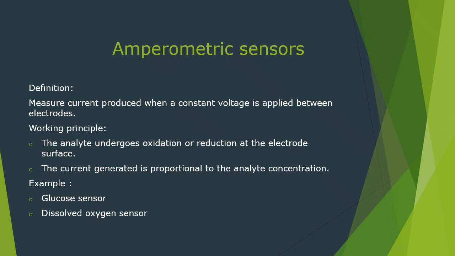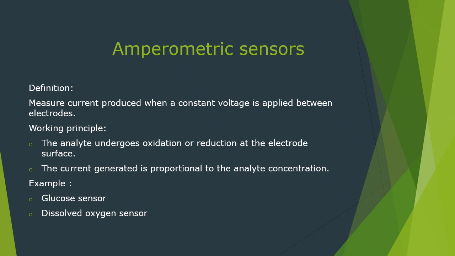A fixed voltage is applied between the electrodes. When the target substance reacts at the electrode, it produces a current. The current is directly proportional to the concentration of the substance. Example: the glucose sensor used by diabetic patients is a great example.